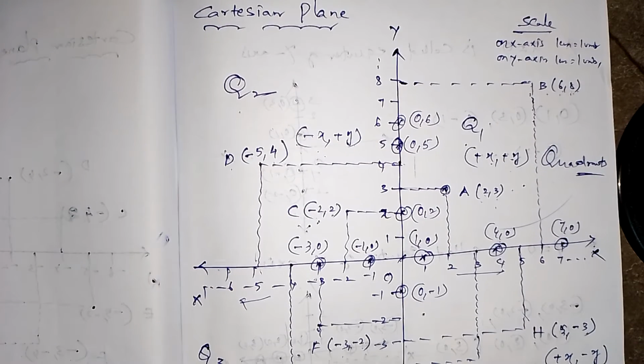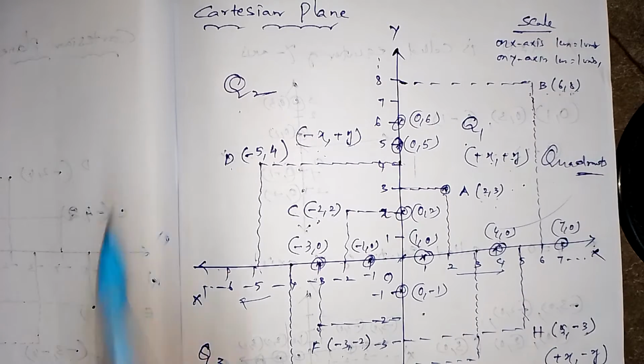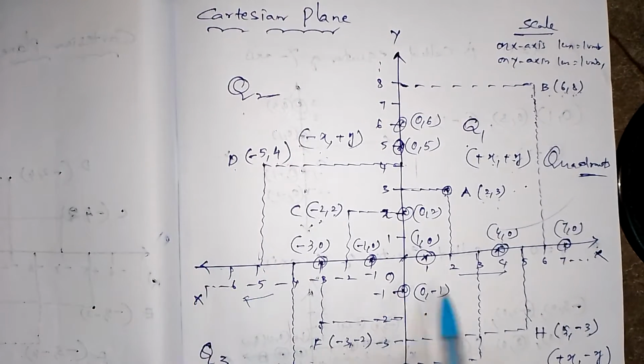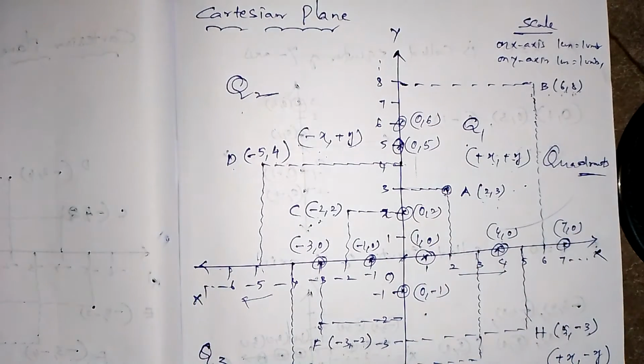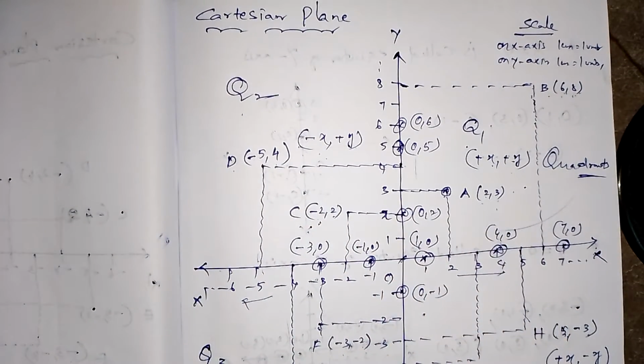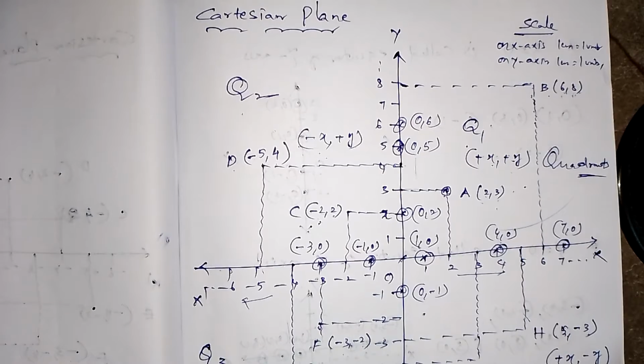Then what are points? I mean, how to represent any point on the Cartesian plane. Let's explain that. Cartesian plane means the plane which is divided by two perpendicular lines. A plane is a flat surface which extends in all directions.